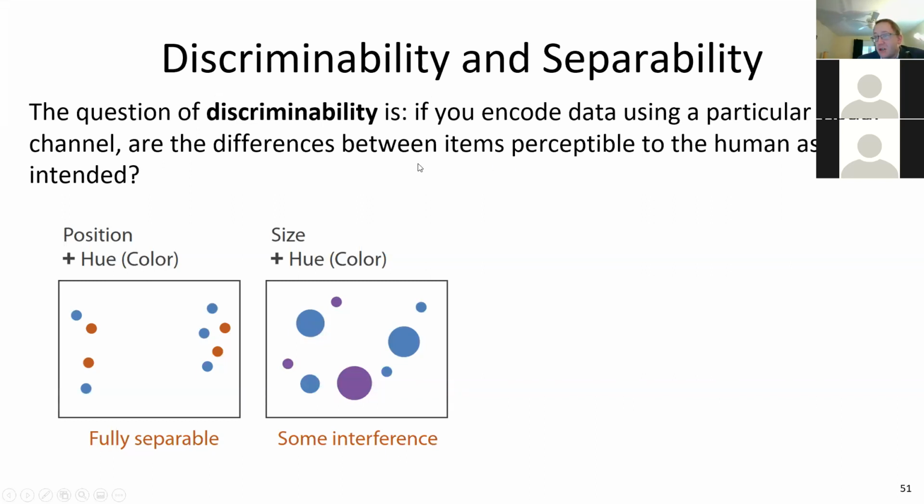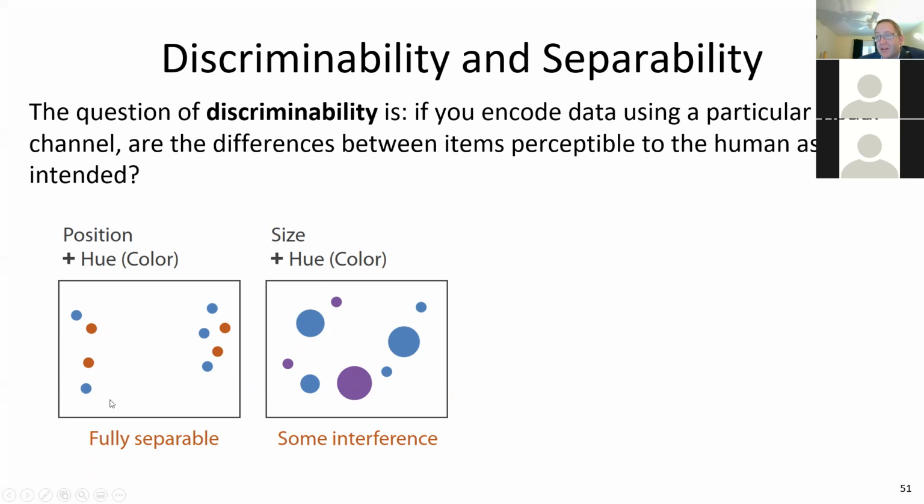There are times, like hue and position, where I can fully separate those. Pick out all the blue circles, not a problem for you. Pick out all the circles on the right, not a problem, right? That is trivial, semi-trivial at least. If I have size and hue, pick out all the large purple circles. It's a little harder to visually pick them out, or to pick out all the large blue circles. It's a bit more of a challenge. Small purple circles, a little more of a challenge. You have to actually visually scan.